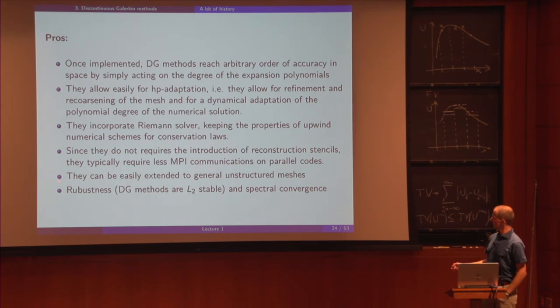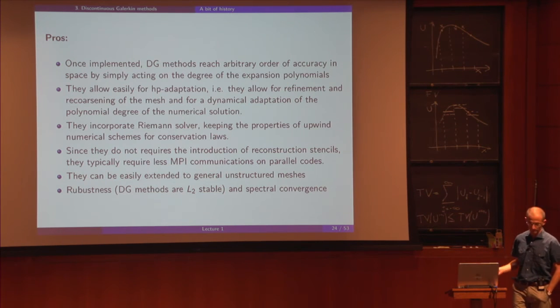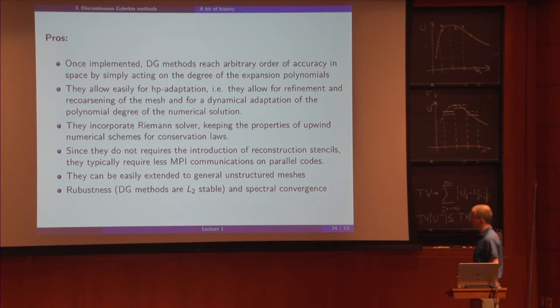Well, for astrophysicists, this is not so important, but they can be extended to general unstructured meshes. In some cases, it could be relevant. In some fields of application, it's extremely relevant. And you cannot do this with a finite difference scheme. You can do it with a finite volume, though, yes.